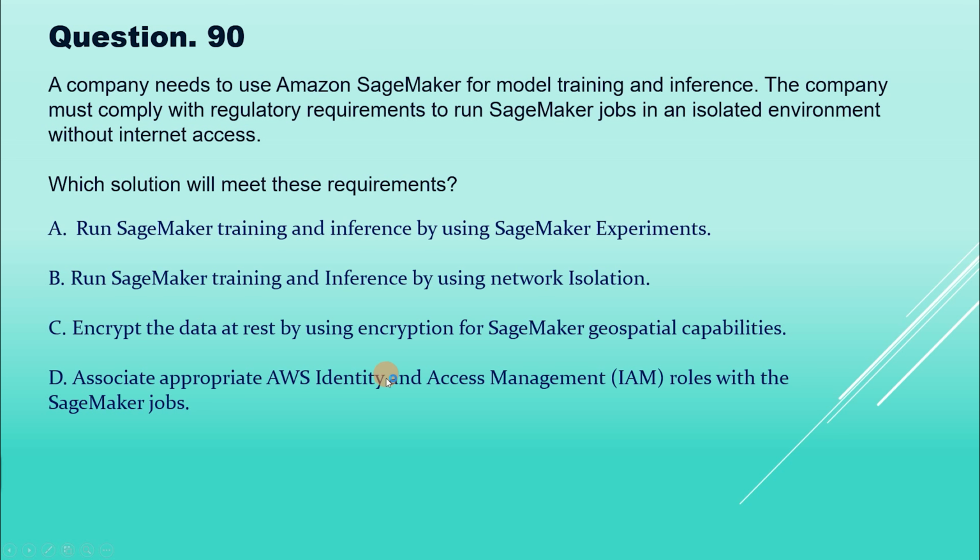Now let me reveal the correct answer for you, and the correct answer here will be option B, run SageMaker training and inference by using network isolation. Because network isolation is a feature in Amazon SageMaker that ensures that your training and inference jobs are in a secure isolated environment without internet access, and this is a critical requirement for complying with regulatory standards that mandate the use of isolated environments for sensitive operations. So option B is correct here. Run SageMaker training and inference by using network isolation.